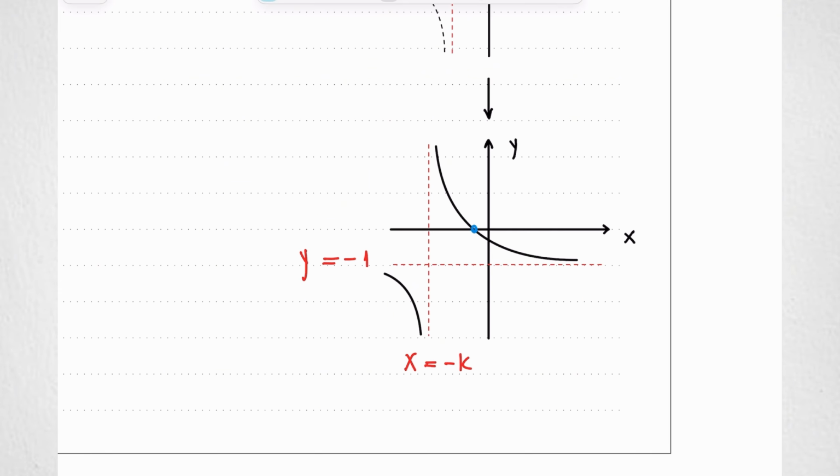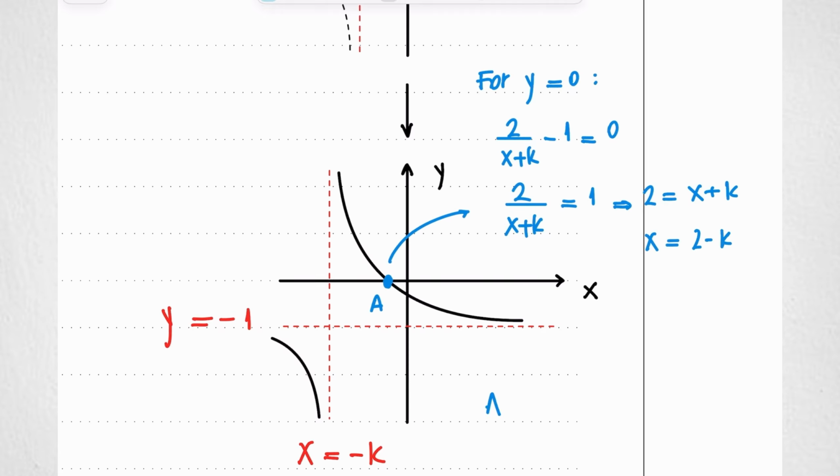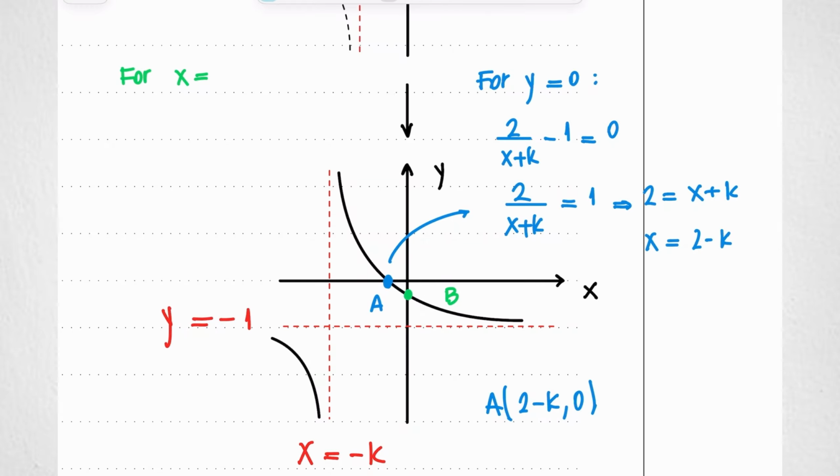Now we can also find the intersection with the x-axis, which is when y equals 0. So we have 2 over x plus k minus 1 equals 0. 2 over x plus k equals 1. If you cross multiply, you get 2 equals x plus k, which means that x is 2 minus k. So the coordinates of A are 2 minus k, comma 0. And for point B, which is the y-intercept, we can evaluate f of 0. So for x equals 0, we have 2 over 0 plus k minus 1, which is 2 over k minus 1. So we have 0, comma 2 over k minus 1.